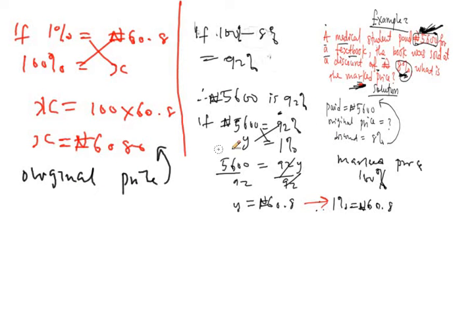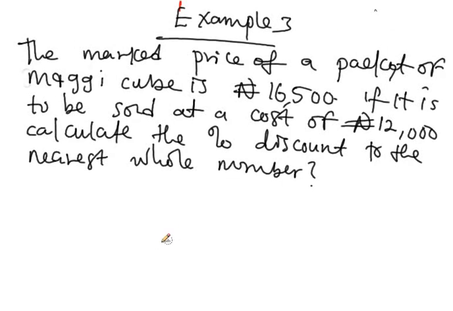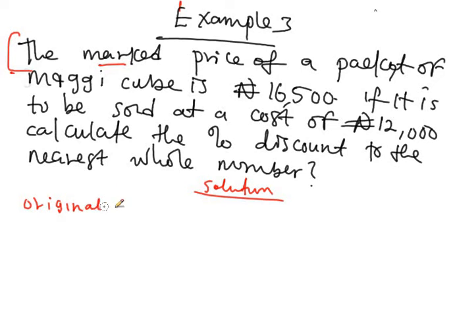So see it. So that's example 2. So let's solve a more difficult question. Now let's check this question. Wow, this looks complex. The marked price of a packet of Maggi cube is 16,500 naira. Marked price, remember that's the original price. Okay, solution. You're given the original price, which is 16,500.